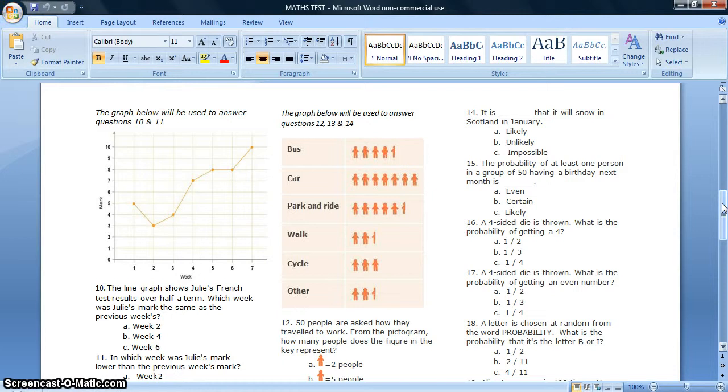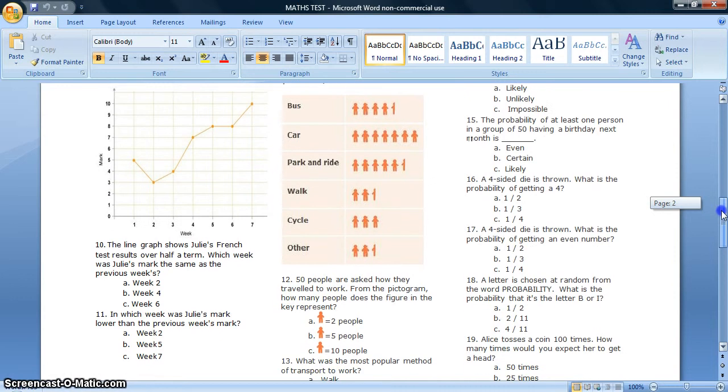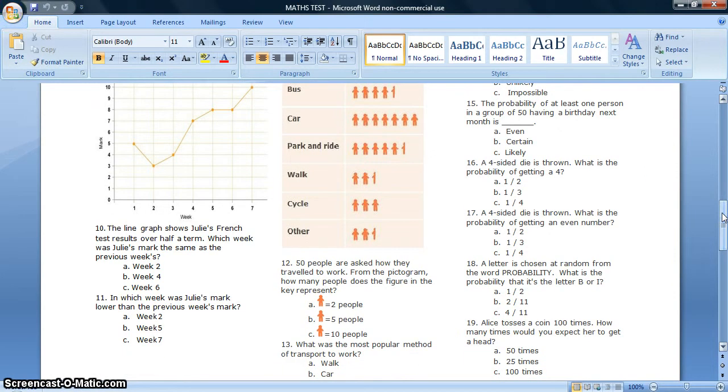Question 14. It is something that it will snow in Scotland in January. A. Likely. B. Unlikely. C. Impossible. Question 15. The probability of at least one person in a group of 50 having a birthday next month is A. Even. B. Certain. C. Likely. Question 16. A 4-sided die is thrown. What is the probability of getting a 4?